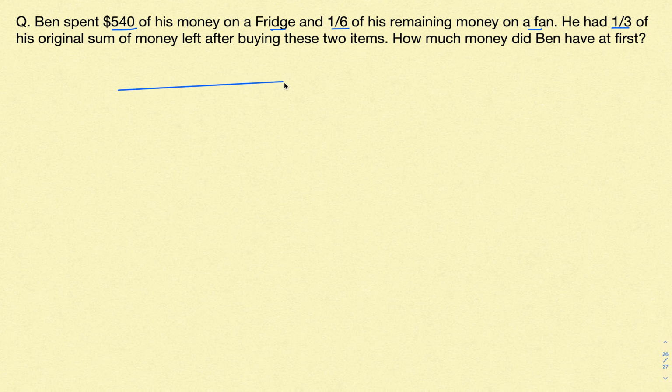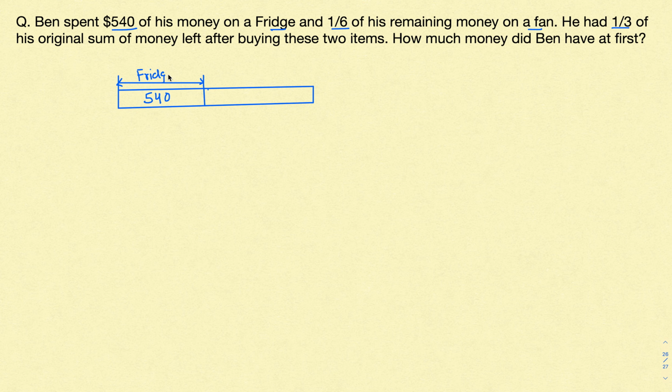So let's say this is the total amount of money Ben is having. We have to draw a big one because he has spent $540 on the fridge, and then we have to divide the remaining money into 6 parts. So that's why I've taken a big bar. So let's say this is $540, which he has spent on the fridge. So basically we can say that this part he has spent on the fridge, which is $540.